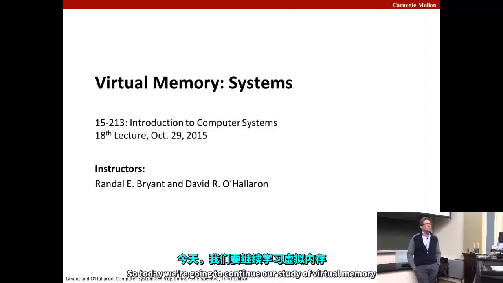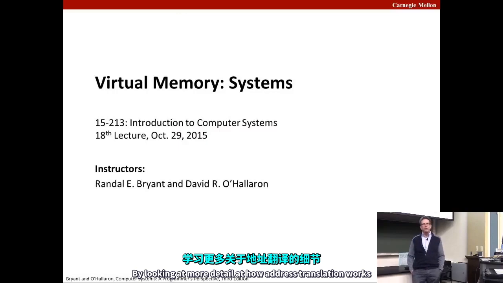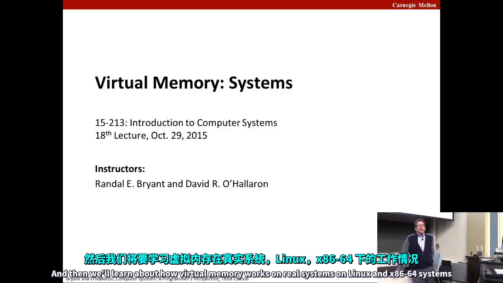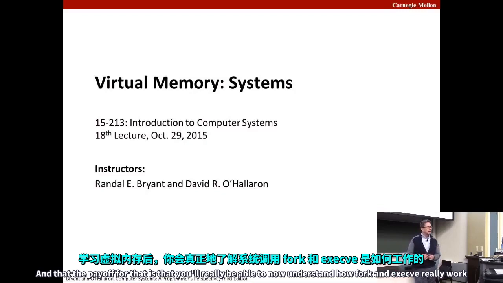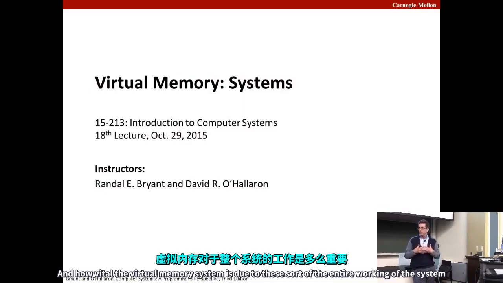So today we're going to continue our study of virtual memory by looking in more detail at how address translation works, and then we'll learn about how virtual memory works on real systems, on Linux and x86-64 systems. And the payoff for that is that you'll really be able to now understand how fork and exec really work and how vital the virtual memory system is to the entire working of the system.